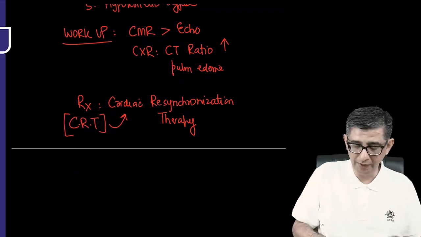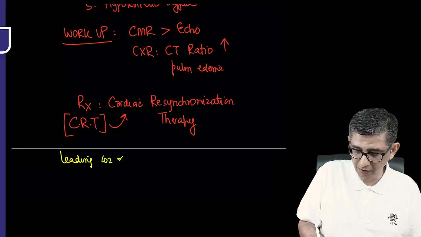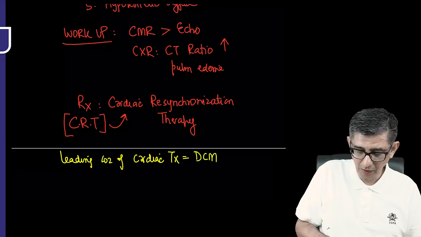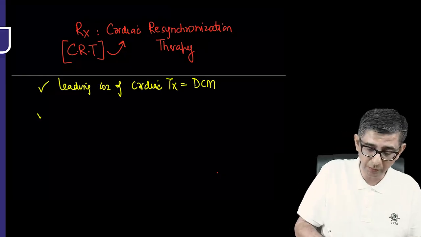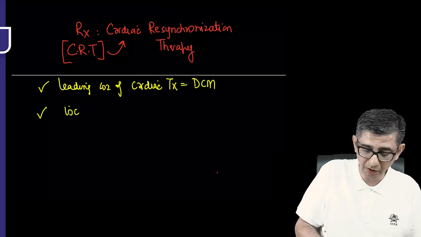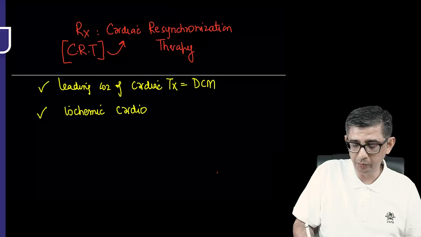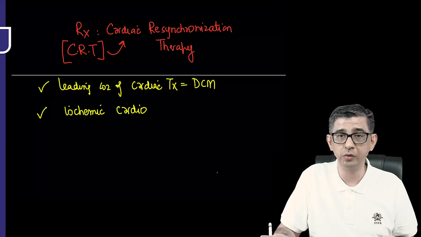In fact, I can put it on record at the moment that if he asks what is the leading cause of cardiac transplantation globally, then the answer would be DCM. Apart from this, additional facts which I want you to remember is that the question might ask which cardiomyopathy has the worst prognosis. Yeah, all cardiomyopathies have a poor prognosis because tachyarrhythmias can occur with restrictive cardiomyopathy, even stroke can occur.